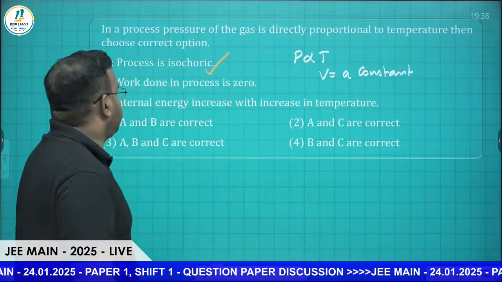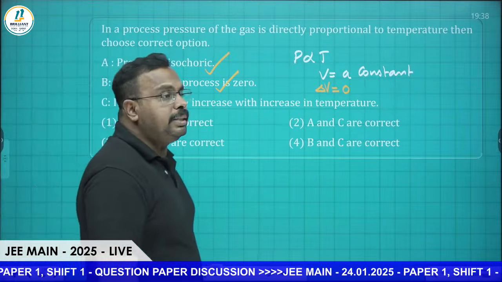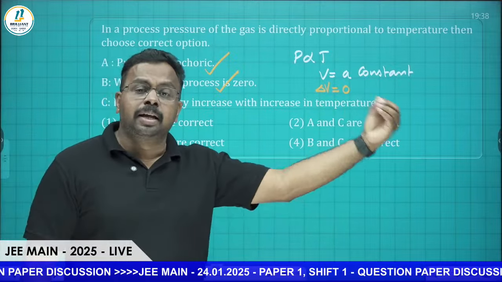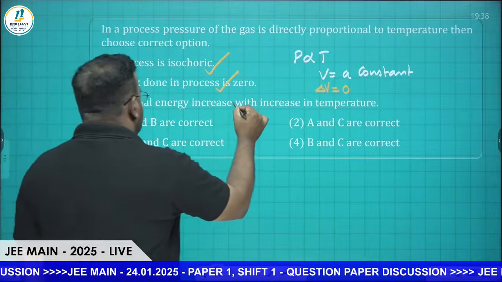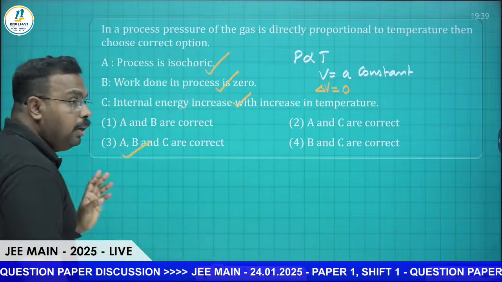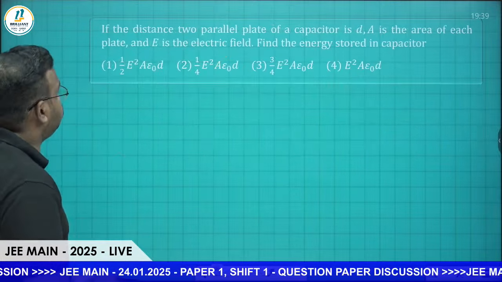Work done in an isochoric process, because you know V is equal to a constant means delta V is equal to 0. Delta V 0 means work done will be 0. So that is also a correct statement. Internal energy increase with increase in temperature. That all of us know. Kinetic interpretation of temperature. When temperature increases, internal energy increases. So this is also a correct statement. So what is the right answer? A, B and C are correct. All three options are correct. I think it's clear. It's a very easy question. Yes, don't make mistake. Next.